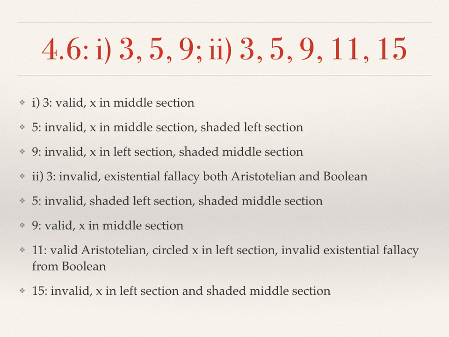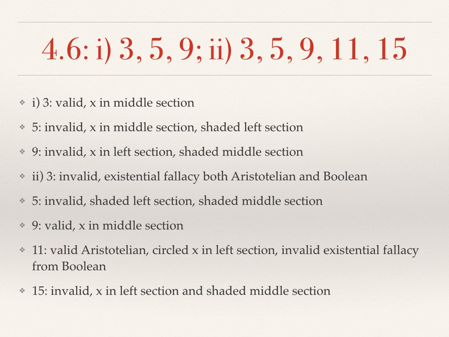For the second section, use Venn diagrams to determine if the following immediate inferences are valid from the Boolean standpoint, valid from the Aristotelian standpoint, or invalid. So number 3 is invalid, because it commits the existential fallacy from both the Aristotelian and Boolean, right? It says no lamps containing genies are ordinary sources of light. Therefore, some lamps containing genies are not ordinary sources of light. There are no lamps containing genies, so that's why it commits the existential fallacy from even the Aristotelian point of view.